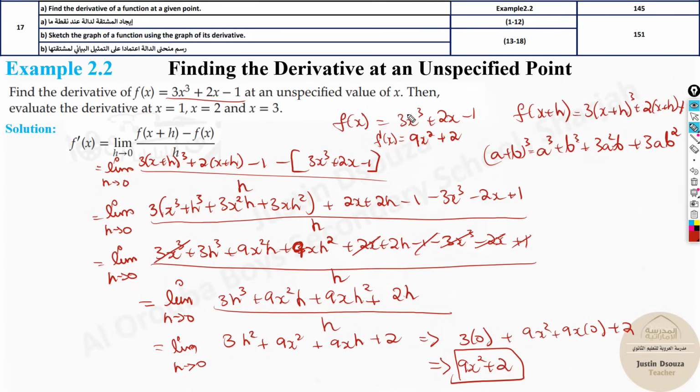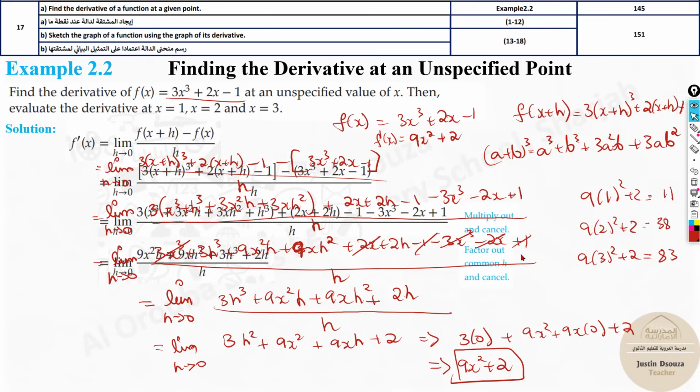Now over here, if you want to find the value at x equals 1, this also can be done. Just substitute 1 over here. 9 into 1 the whole square plus 2. If it's 2, 9 into 2 the whole square plus 2. And lastly 3, 9 into 3 the whole square plus 2. So just substitute the values, and you can do it in the calculator. 1 square is 1, 9 plus 2 is 11. 4 times 9 is 36, 36 plus 2 is 38. 3 squared is 9, 9 times 9 is 81, 81 plus 2 is 83. So the final answers are 11, 38 and 83.